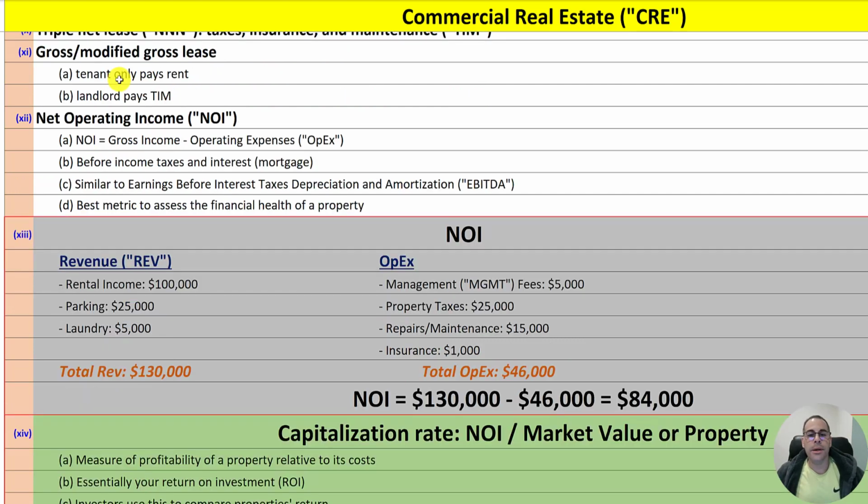A really common term in commercial real estate is NOI, net operating income. That's the gross income, the rent you receive from your tenants, minus operating expenses. And operating expenses may be payroll. I might have to maintain the property. Maybe the roof needs to be redone. NOI is calculated before income taxes and interest, the interest on the mortgage. That's not part of NOI. It's similar to EBITDA, earnings before interest, taxes, depreciation, and amortization. It's the best and most common metric to assess a commercial property.